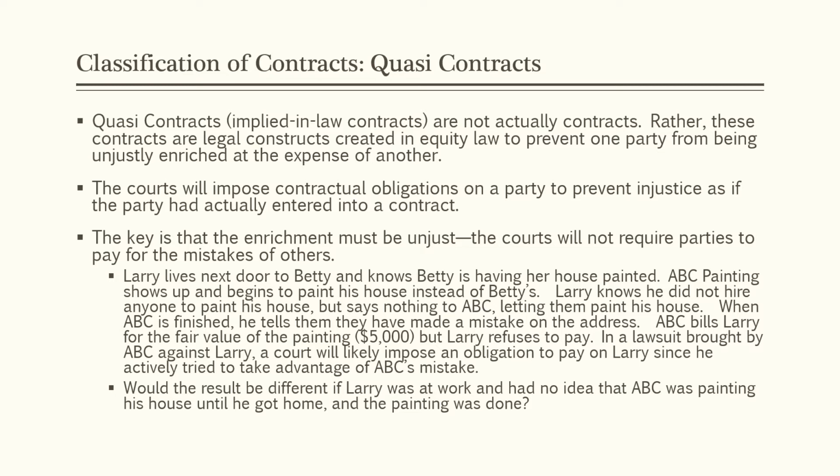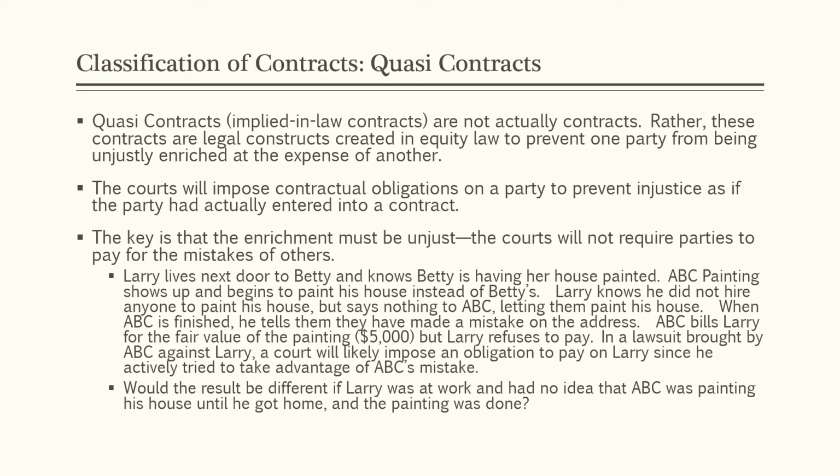A good example is Larry lives next door to Betty and knows Betty is having her house painted. ABC Painting shows up and begins to paint his house instead of Betty's. Larry knows he did not hire anyone to paint his house, but he says nothing to the painting contractor, letting them paint his house. Only when ABC is finished does he tell them that they've made a mistake about the address. He tries to take advantage. ABC bills Larry for the fair value of the painting, $5,000, but Larry refuses to pay because he never entered into a contract with ABC.